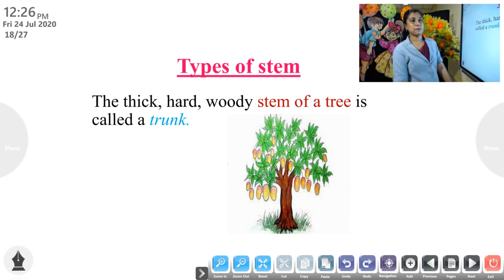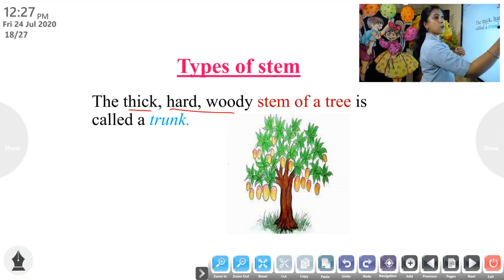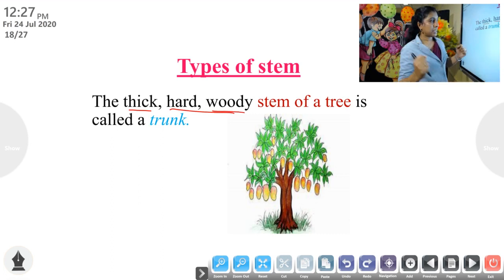Which are the different types of stem? See the picture here. Which tree is this? This is a mango tree. Do you like mangoes? Yes. See the picture. What about the stem of this mango tree? The stem of a mango tree is very hard. Right? Yes. It is very hard and thick. It is very hard, thick and woody. What is the word? Woody.